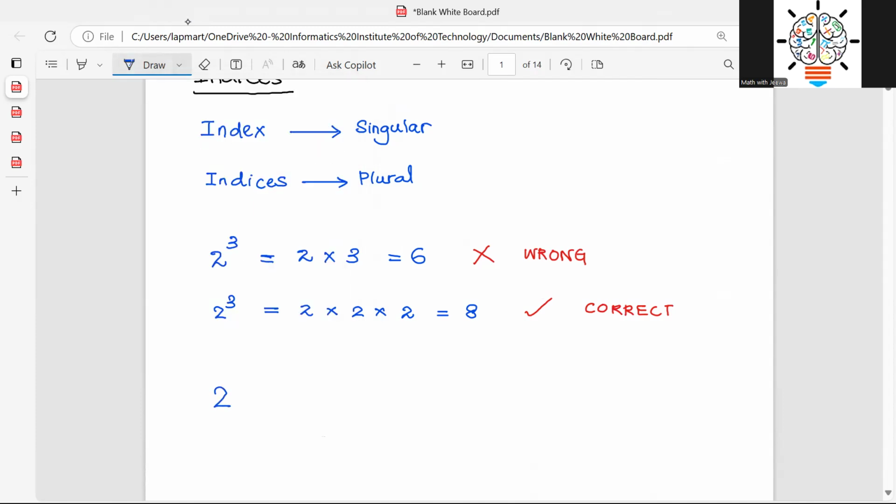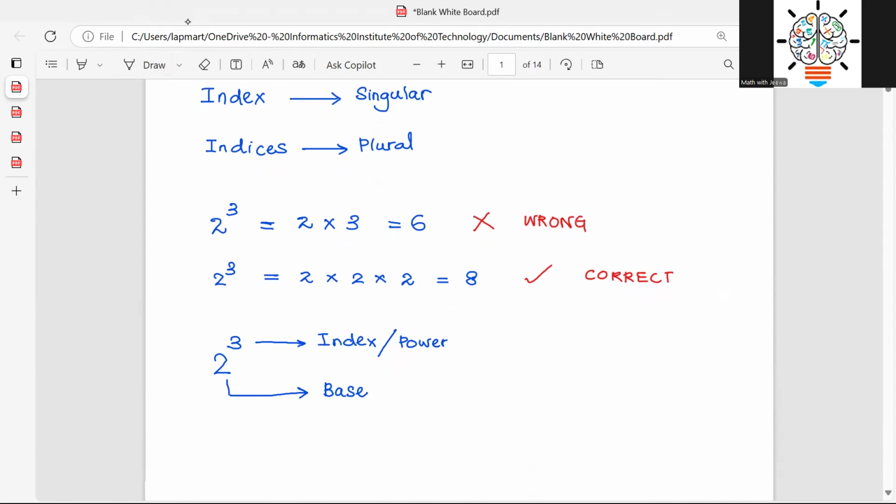When you have something like this, what is this, children? So this is the index. In some textbooks, they use this as power. And most of the time, in the American context, they use this as the exponent. But here we'll use it as index or power. And what is this, children? This number is what we call the base. This we call the base, right?